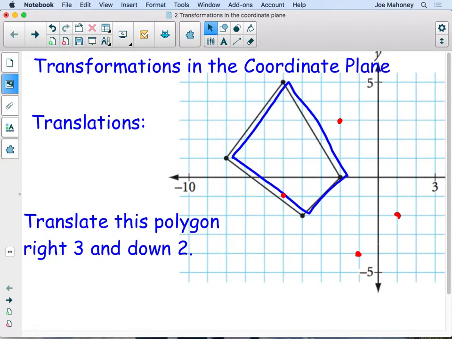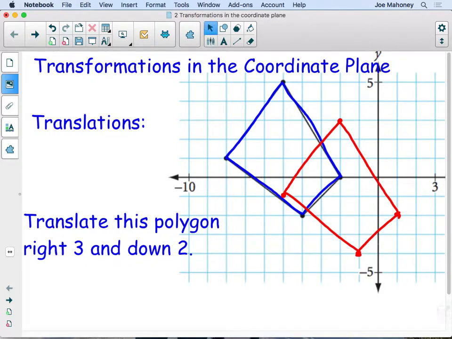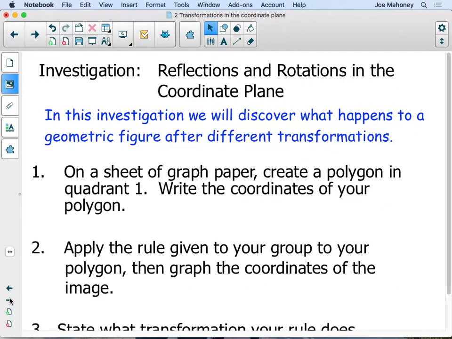So that's the idea about what a translation does. A translation just slides each of the points. So that's all a translation really does, is it just slides it left, right, up, down, and you just move it in that direction. The fun things come when we do reflections and rotations.